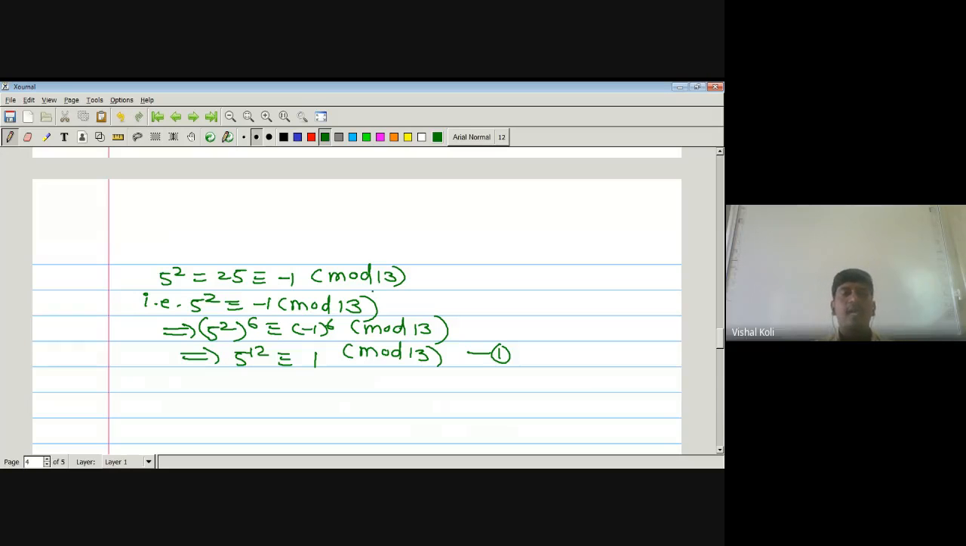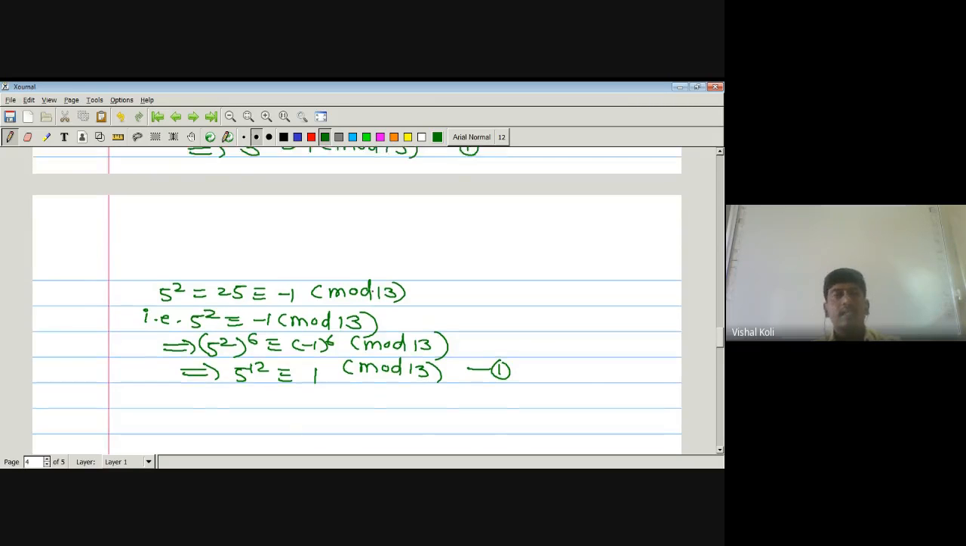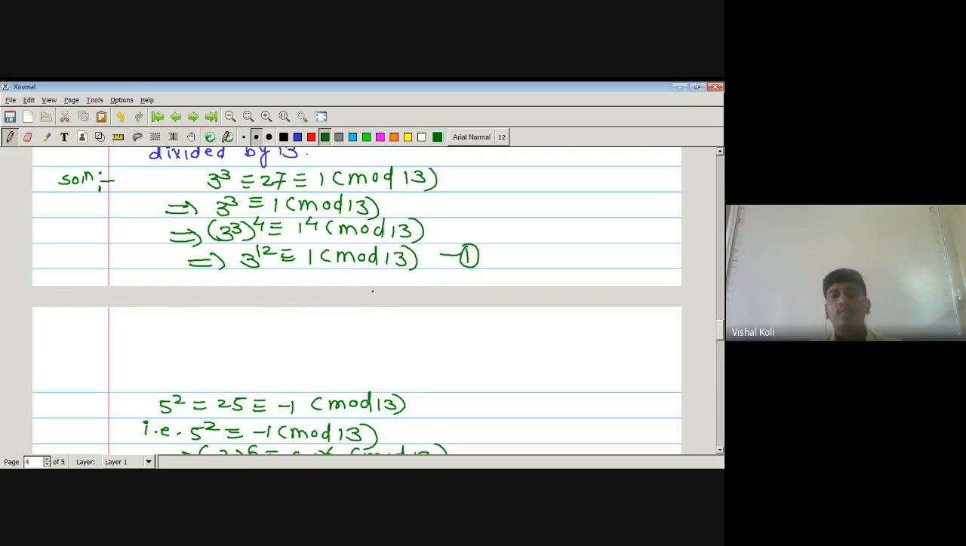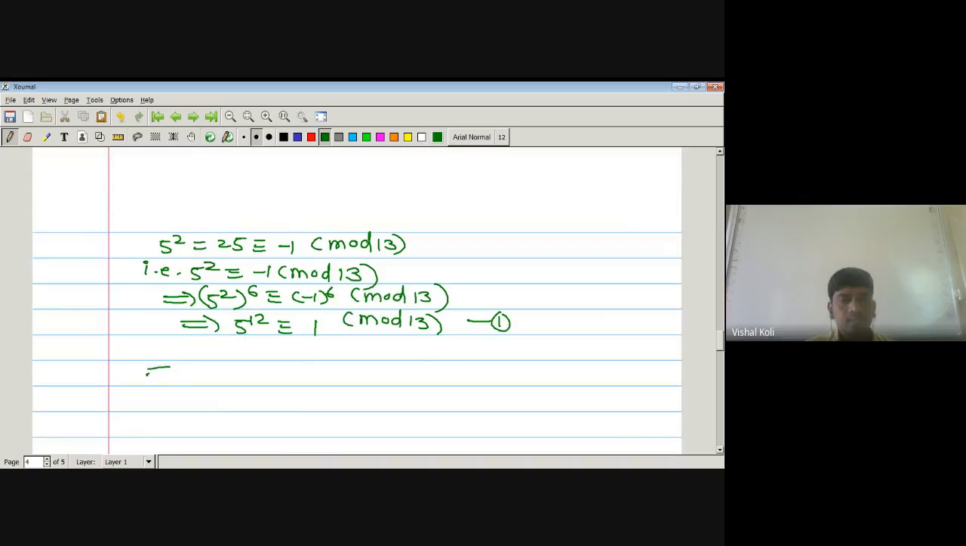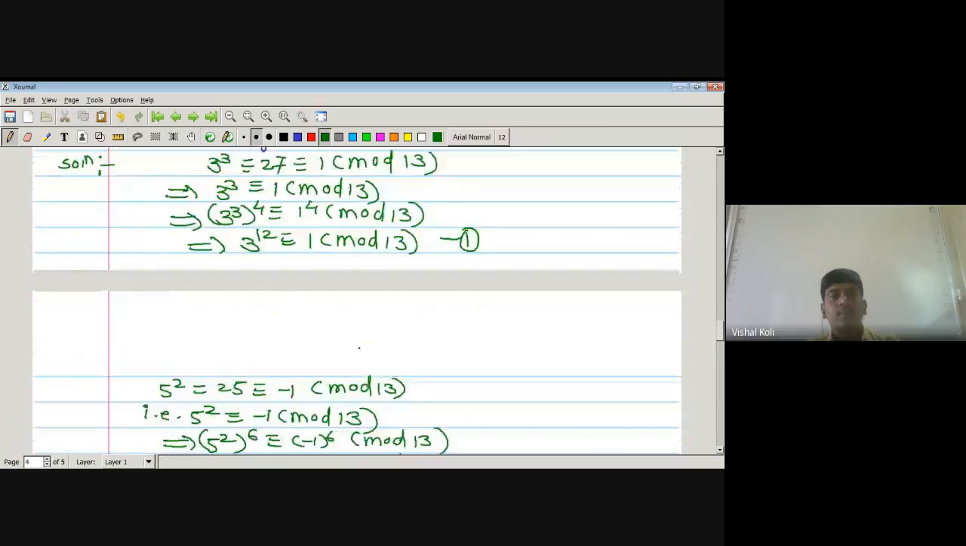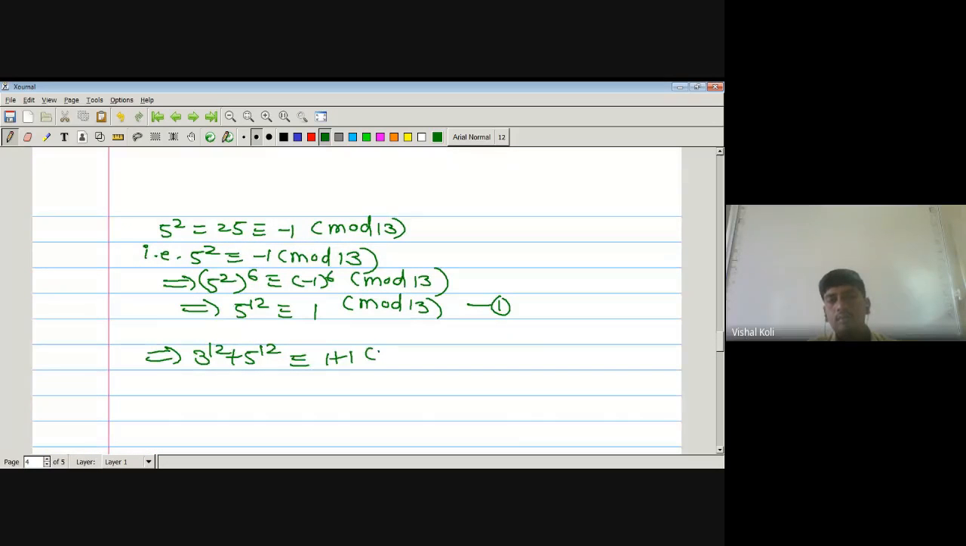And we know the property that if a is congruent to b modulo n and c is congruent to d modulo n, then the sum of the left hand side is congruent to the sum of the right hand side. As here the LHS of equations 1 and 2 is 3 to the power 12 and 5 to the power 12, which implies 3 to the power 12 plus 5 to the power 12 is congruent to the sum of the RHS, that is 1 plus 1 modulo 13.